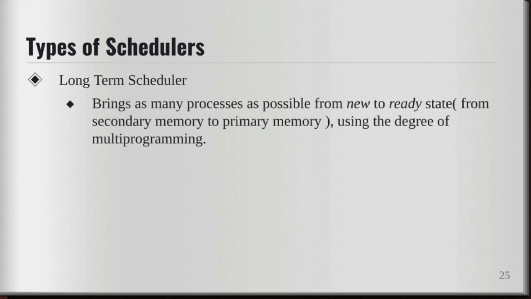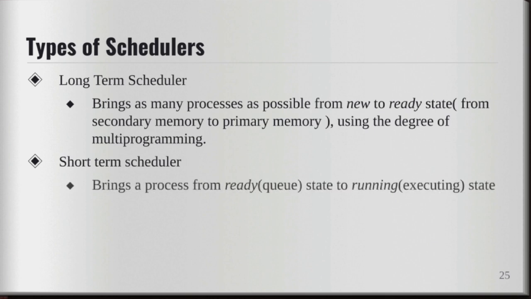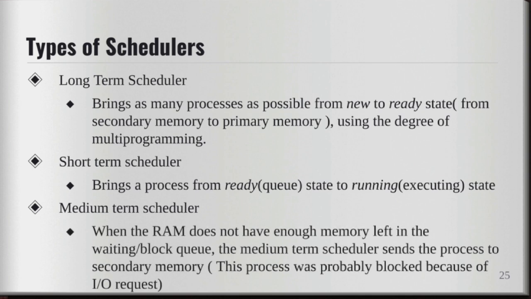We discussed the long-term scheduler, which brings as many processes as possible from the new to the ready state, from secondary memory to primary memory, using the degree of multiprogramming, which is to bring as many processes as possible into the primary memory. And then we have the short-term scheduler, which brings the process from the ready state to the running state. And then we have the medium-term scheduler, which says that when the RAM does not have enough memory left in the waiting or blocked queue, the medium-term scheduler sends the process to the secondary memory because probably this process was blocked because of an IO request.